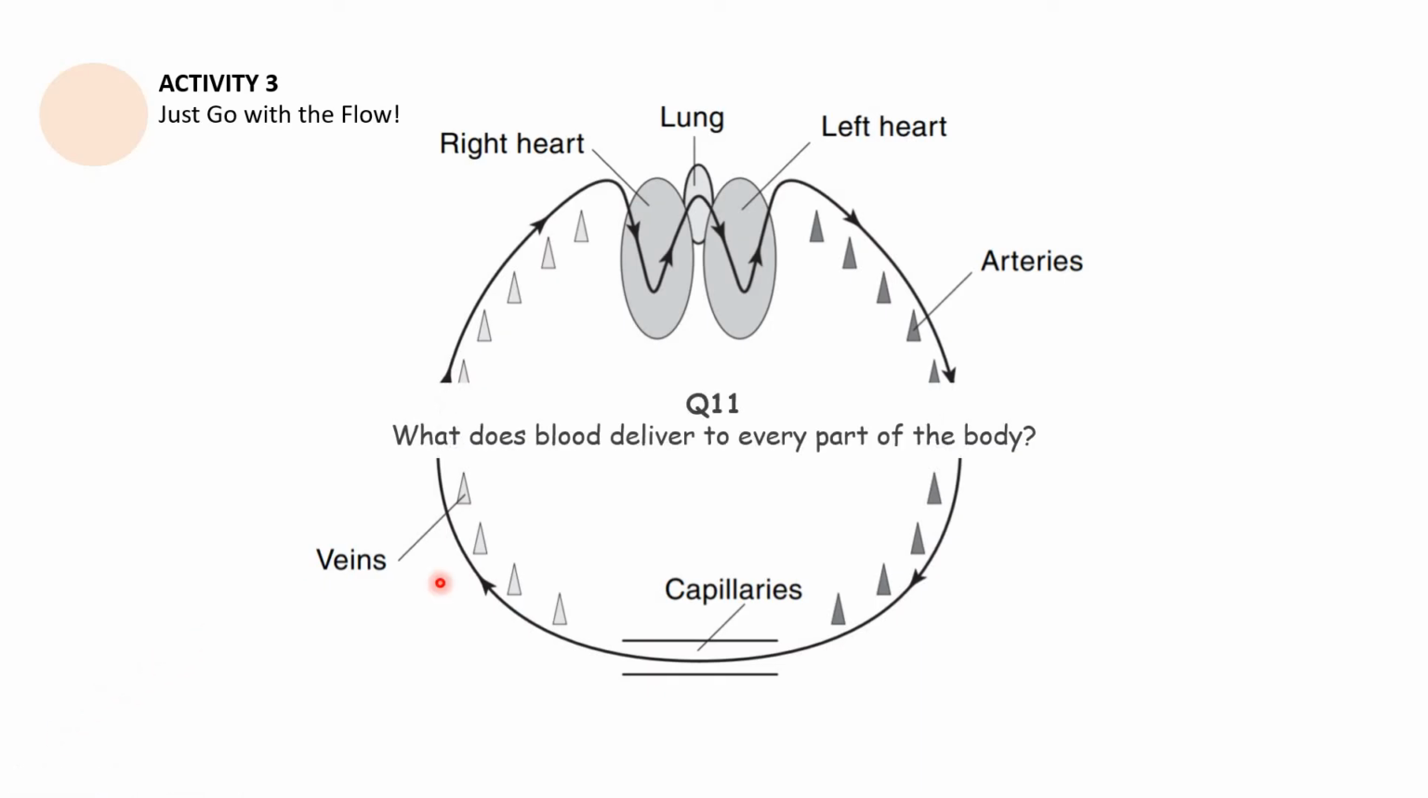Question number 11, what does blood deliver to every part of the body? So with this, the answer to this question is pretty obvious. Ano yung dinedeliver ng blood based from this illustration? If it's the lungs, it's part of the respiratory system. Ano pa kaya yung tinatanong dito, right?